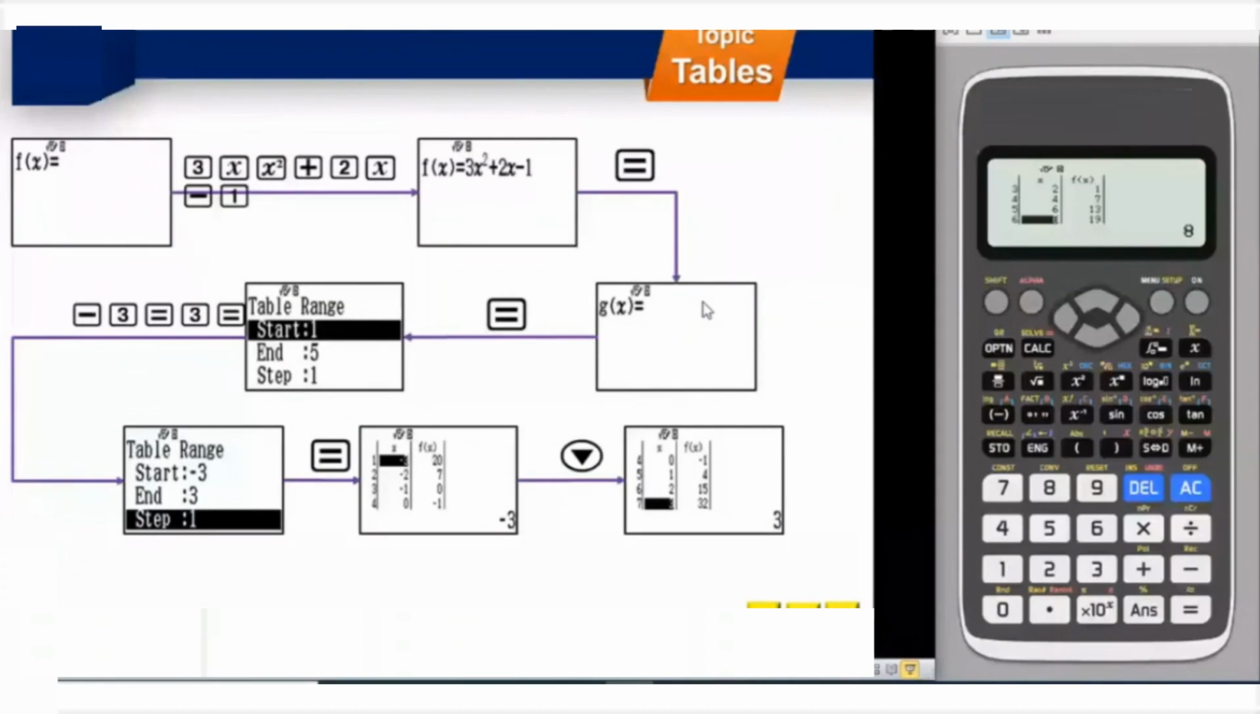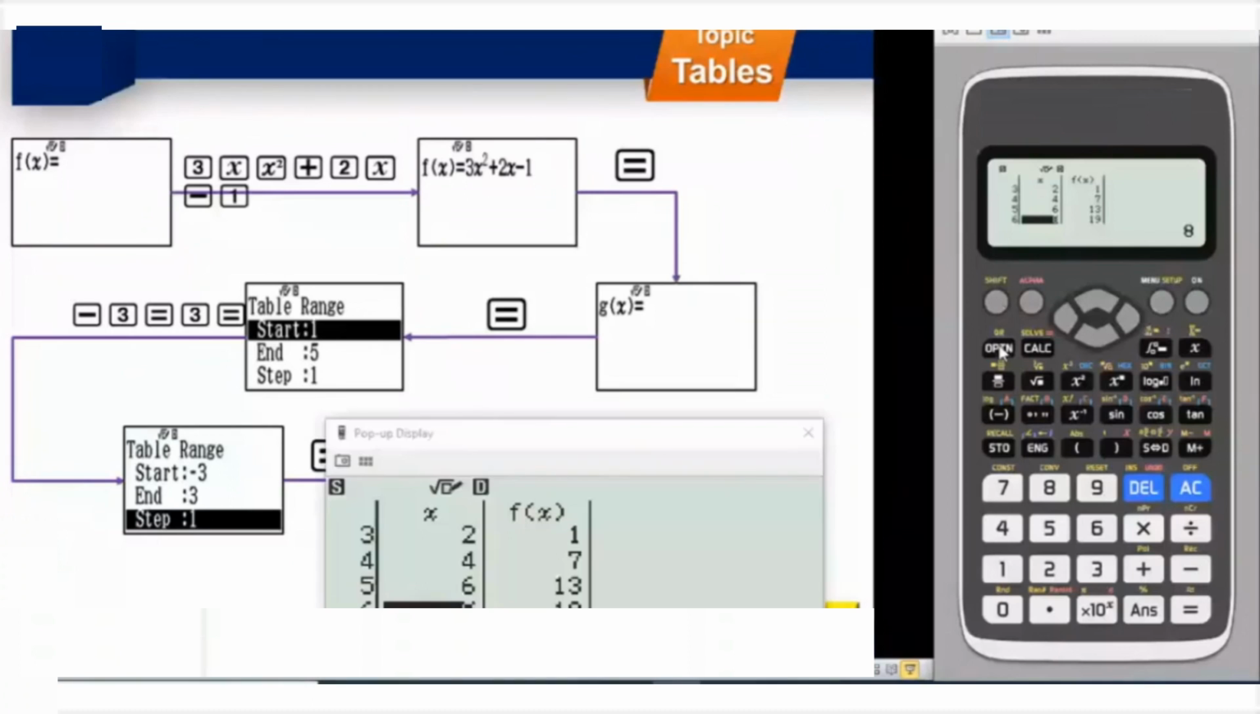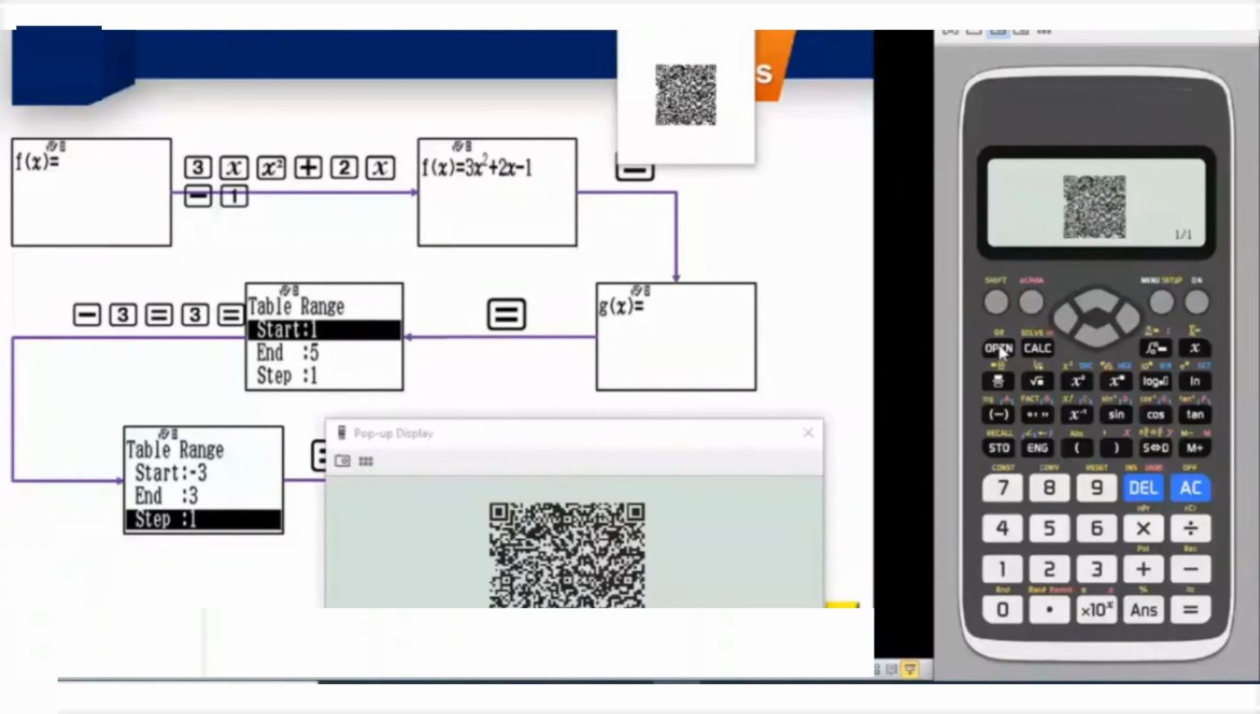Once you have achieved this table and you wish to visualize the graph, once again you press shift and you press option, you will get a QR code. But mind you, the table has to be on the screen, then only when you press shift and option button, you will get a QR code. If you come out of the table option, you will not get the QR code.